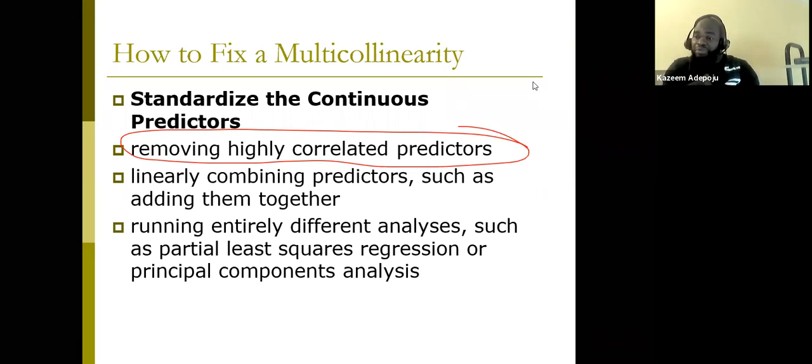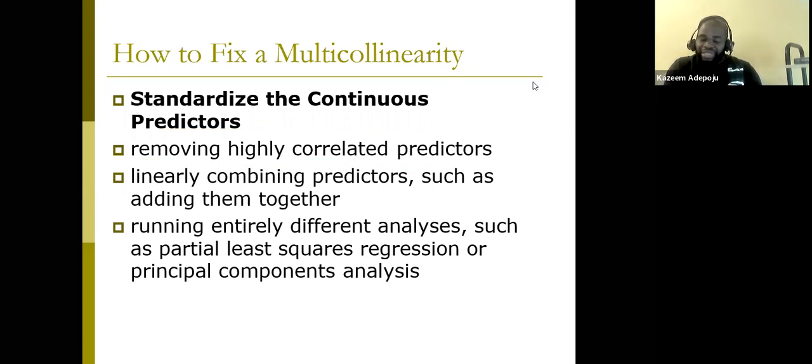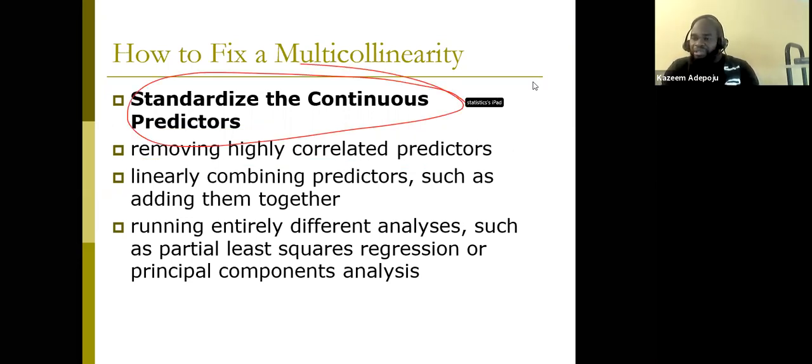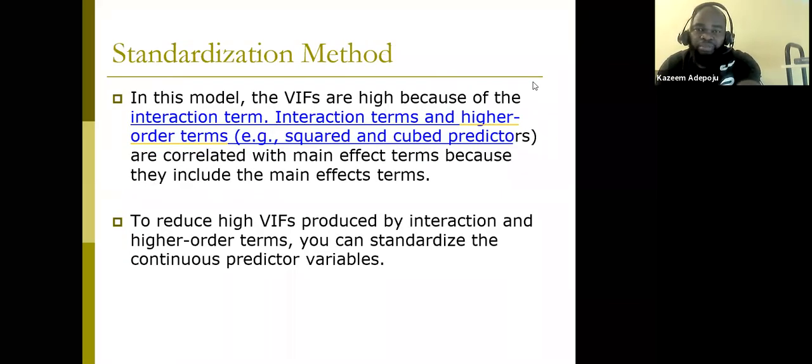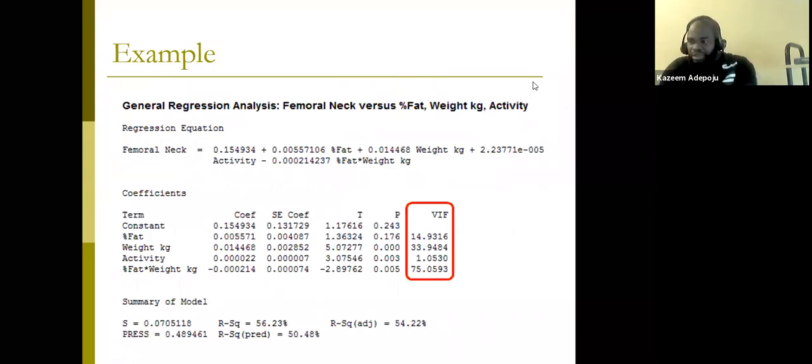Maybe the only issue that we may have is just a switch in sign. What can we do in that situation? We're going to standardize our predictors, and I'm going to walk you through an example on how you can standardize. Now take a look at this example. I want to look at the effects of fat, weight, and activity, and the interaction between fat and weight on the femoral neck.